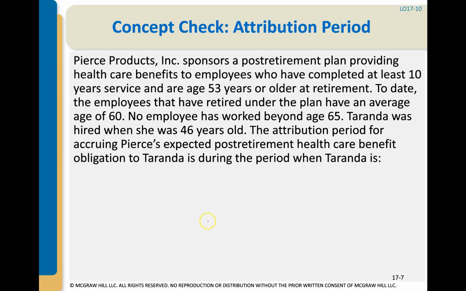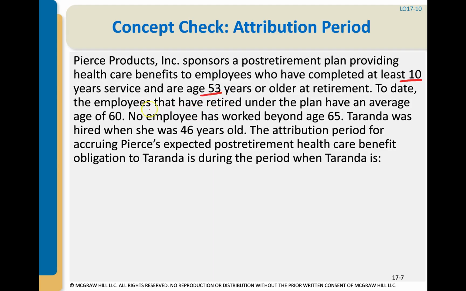Let's do a concept check. Pierce Products, Inc. sponsors a post-retirement plan providing healthcare benefits to employees who have completed at least 10 years of service and are age 53. So we're looking for two things for eligibility: 10 years of service, and being 53 years old at retirement or older.